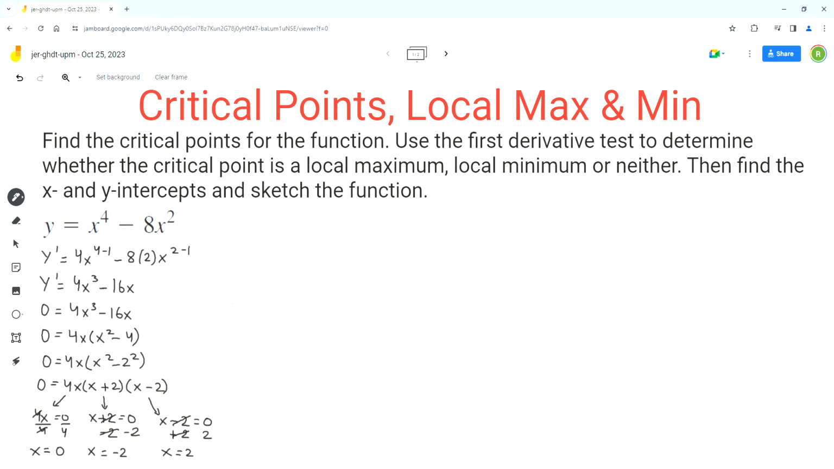Now we'll sub in these x values one by one in the given function to find the y values for these critical numbers, and then we can write the critical points. Let's start with x equals 0. If x equals 0, we get y equals 0 exponent 4 minus 8 times 0 squared. That will be just 0 minus 0, which is equal to 0. So the first critical point is (0, 0).